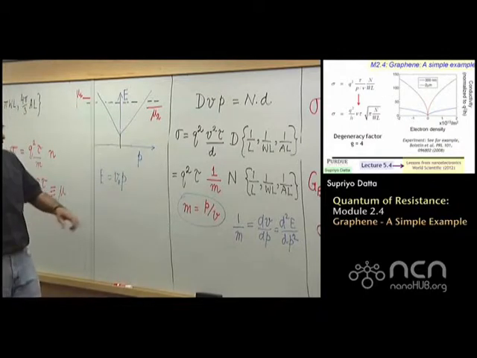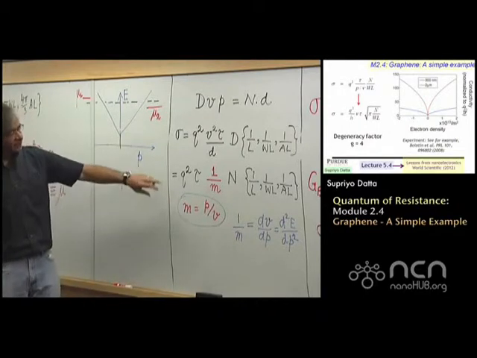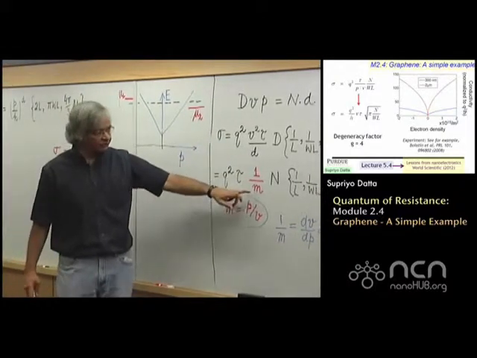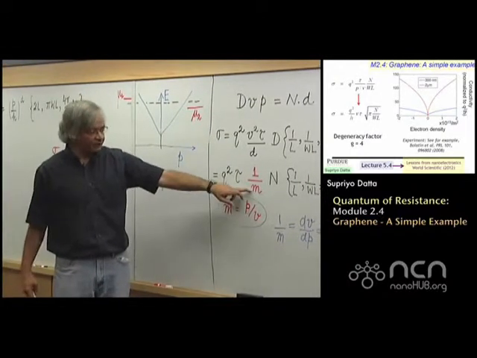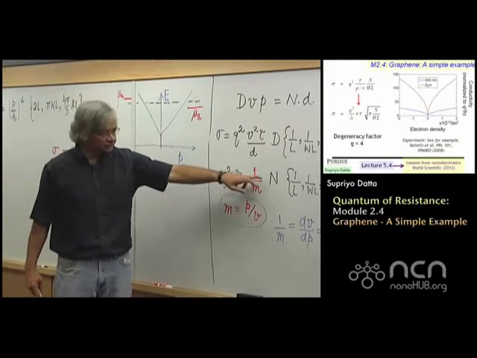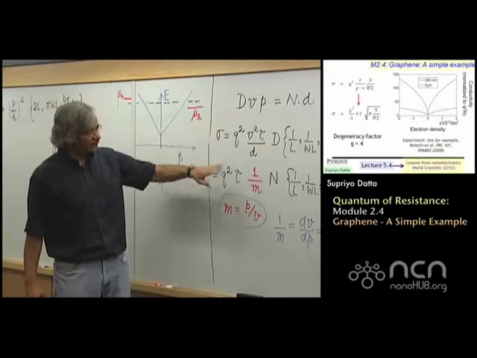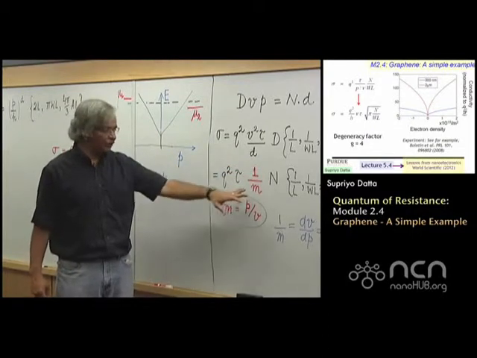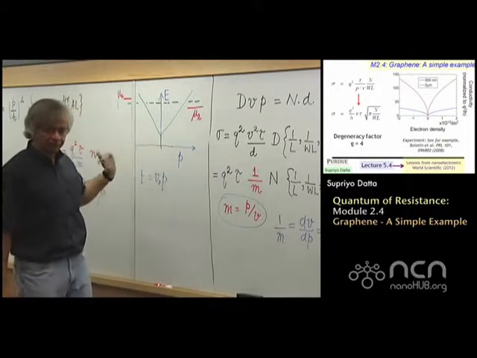Now, what I want to show next is that from here, once we take into account the fact that the mass itself is energy dependent, you'll find that the conductivity, instead of being proportional to n, will actually become proportional to square root of n. So that's what we'll be doing.